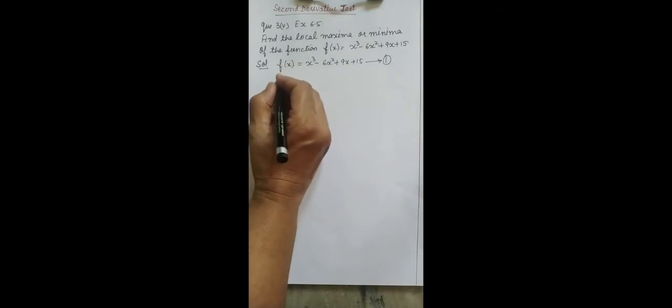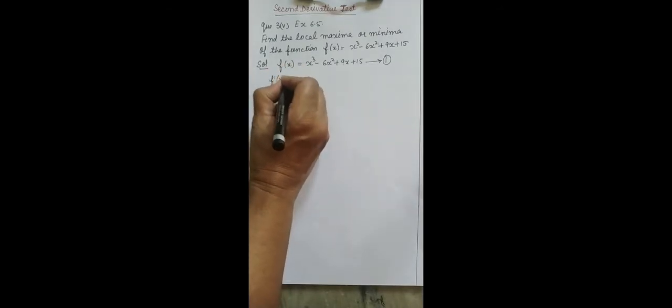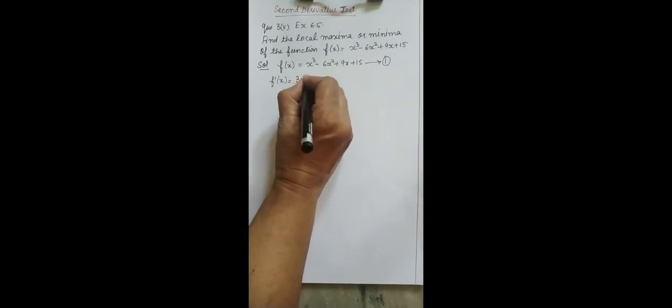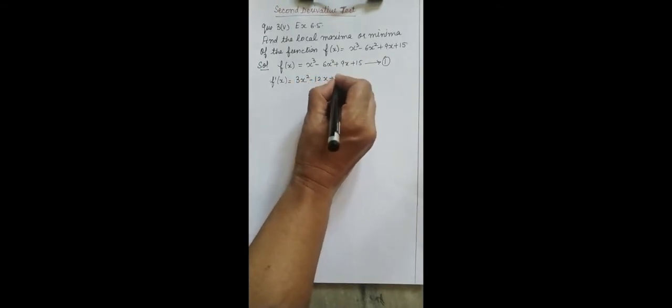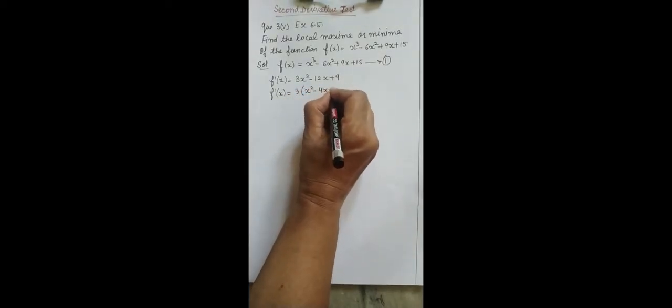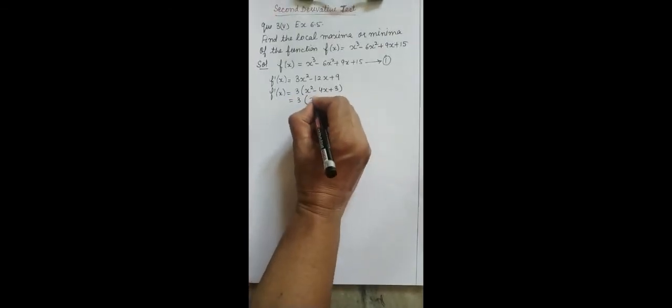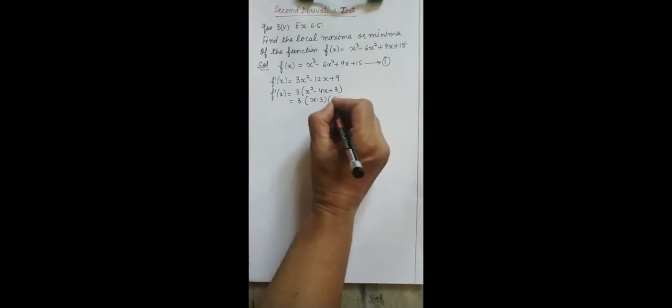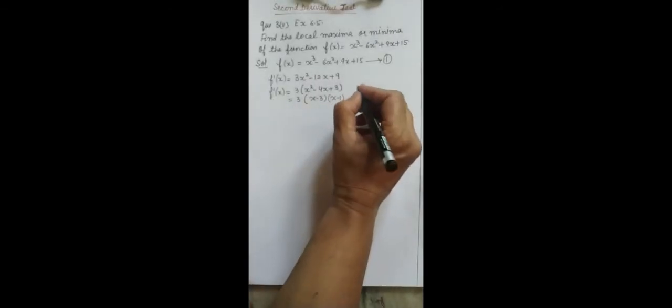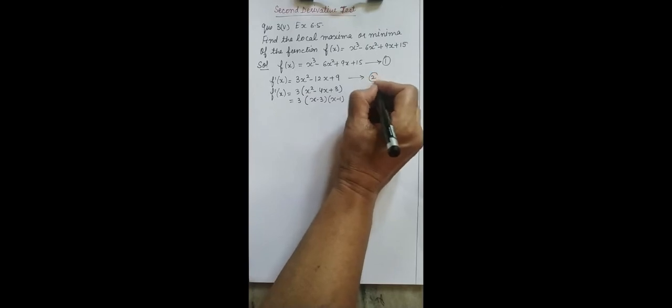Now differentiating f(x) both sides with respect to x. So what is f dash x? It is 3x square minus 12x plus 9. I must factorize this expression because I have already told you factorization makes our calculation simple. So taking 3 common, x square minus 4x plus 3. By splitting the middle term and making factors, I will get that this is equal to 3 into x minus 3 into x minus 1. I will mark the first derivative as result number 2.